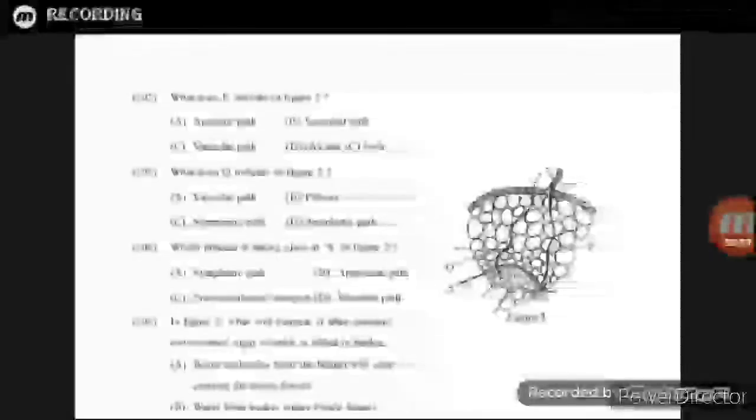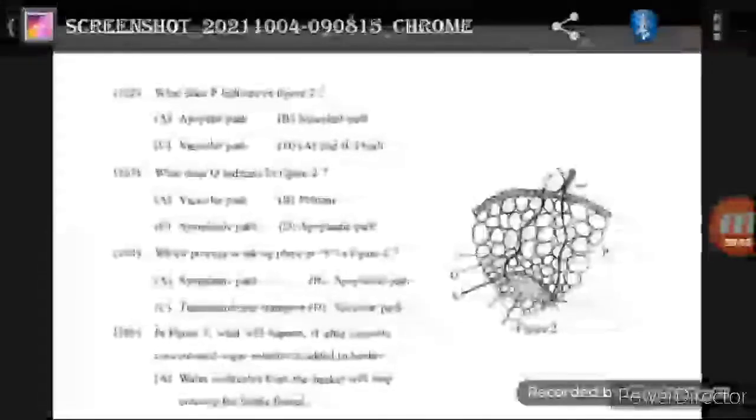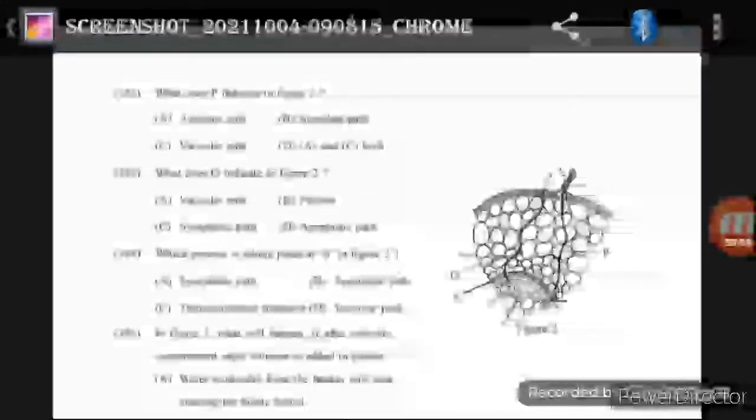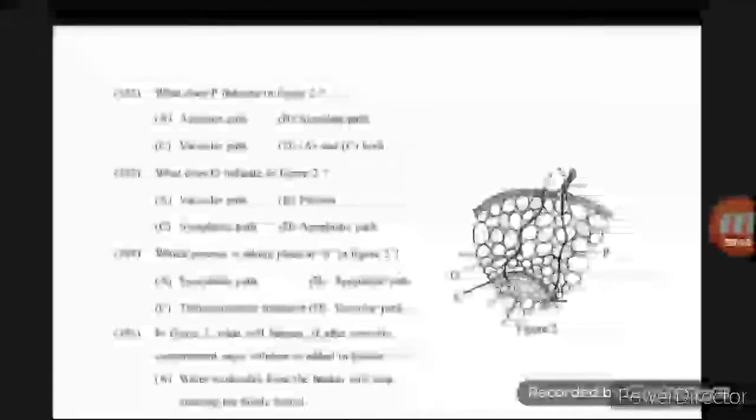Okay, so next question: what does Q indicate in figure 2? In this diagram you can see Q. What does it indicate? So P you got as the symplast pathway. What does Q indicate? Here it is the vascular path, phloem, symplast path, or apoplast pathway. So here they have given another extra option.